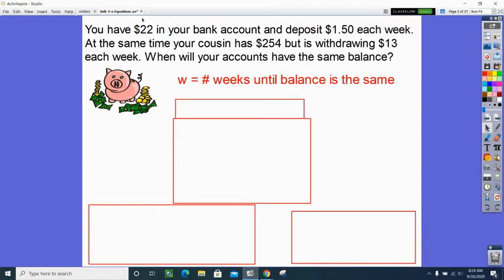So you're starting with a constant of 22, but then the $1.50 per week, that is changing, that's varying, that's what's going to get attached to the variable. Your cousin's starting with a constant of 254, and he's taking out 13 per week. That's what's changing for him. That's what's varying. Think about and see if you can come up with that equation.